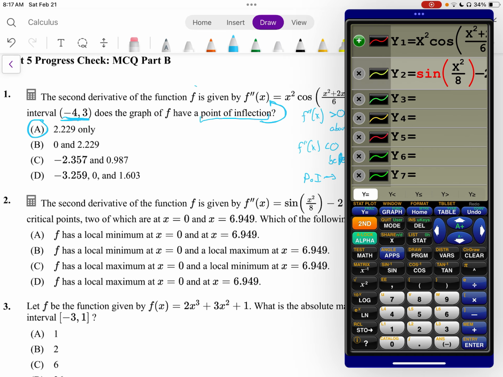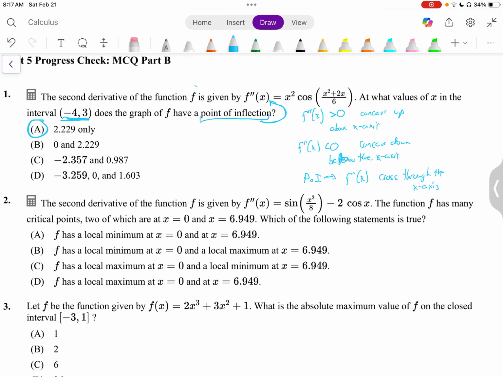All right, number 2. We'll bring this back in a second. The second derivative of the function f is given by f double prime of x equals sine of x squared over 8 minus 2 cosine of x. The function f has many critical points, 2 of which are x equals 0 and x equals 6.949. Which of the following statements is true?